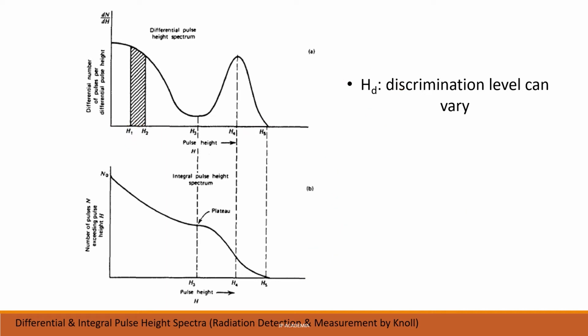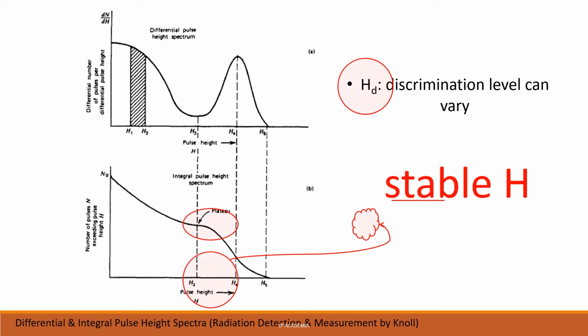For this discrimination level, we usually expect variation in its value. In actual measurement practice, it may influence our measured counts. Thus, we want to find the most stable discrimination level given this pulse height spectrum. For this figure, it is located at level H3, and at point H3, we can say that this is the most stable discrimination level. The slope of the integral distribution is minimum at that point. Thus, small changes in the discrimination level will have a small impact on the summation of pulses recorded.